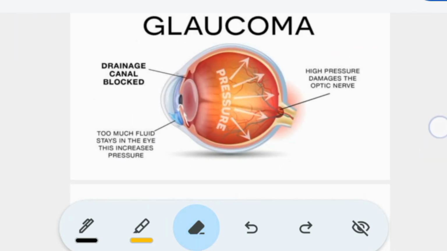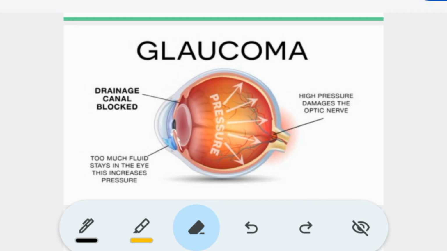Here you can see a glaucomatous picture, showing how a blockage in the drainage canal can cause a lot of fluid to stay in the eye. The production of aqueous humor keeps on going, so it will exert pressure on the eye, and due to that pressure the nerve gets damaged. Due to the damage to the optic nerve, the patient will have complete vision loss, because there are no impulses or signals. There is no one to carry the signal from the retina to the brain, as the optic nerve, the connection between the brain and the eye, is damaged. So this is glaucoma. It is an introduction all about glaucoma.